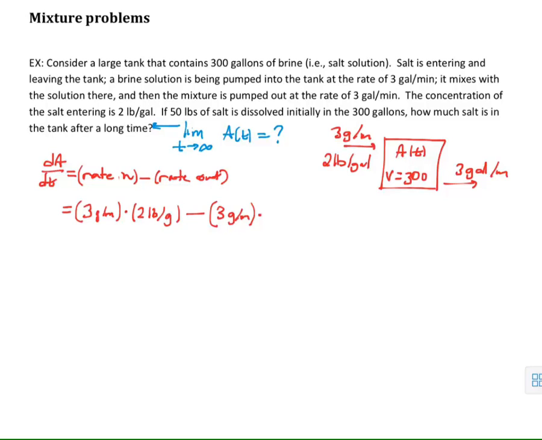And what's the concentration leaving? What's the concentration of the amount going out? Because remember, all I'm doing is multiplying the flow rate times the concentration. That gives me an amount of salt, right? Because the gallons cancel and I'll have pounds per minute. So 6 pounds per minute is coming in. How much is leaving? What's the concentration of what's going out?